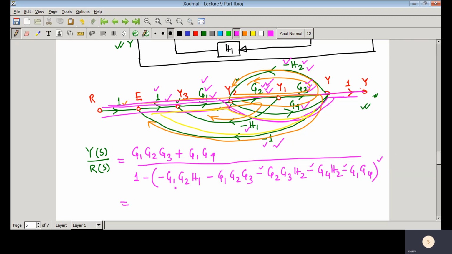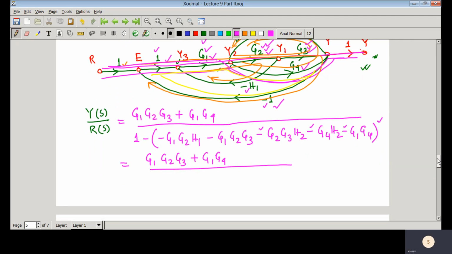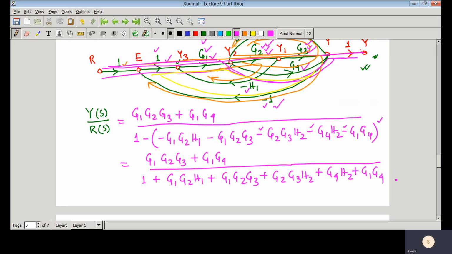Now if you write it, you have G1 G2 G3 plus G1 G4, divided by this whole expression: 1 plus G1 G2 H1 plus G1 G2 G3 plus G2 G3 H2 plus G4 H2 plus G1 G4. So this is the transfer function from R(s) to Y(s).